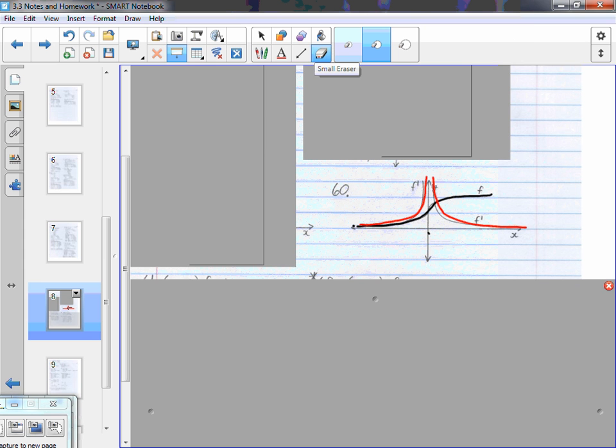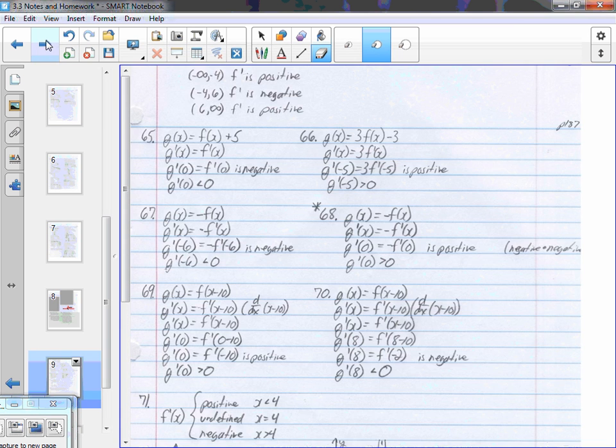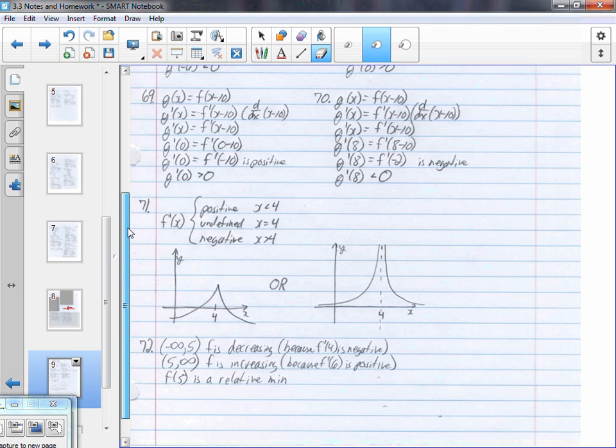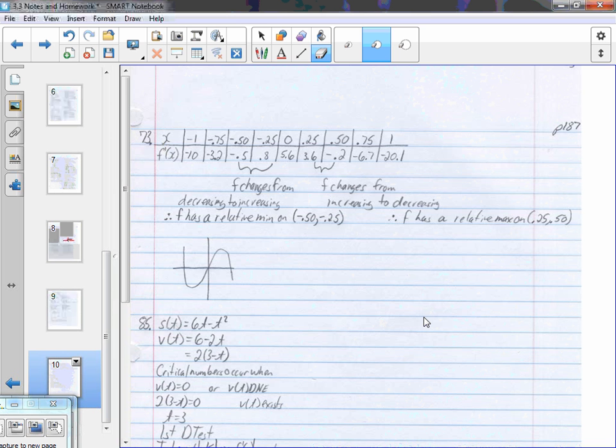All right. What else would you like to see from the work you've already done? 73. All right, on 73. The function f is differentiable on the interval from negative 1 to 1. The table shows the values of f prime for selected values of x. Sketch the graph of f, approximate the critical numbers, and identify the relative extrema.